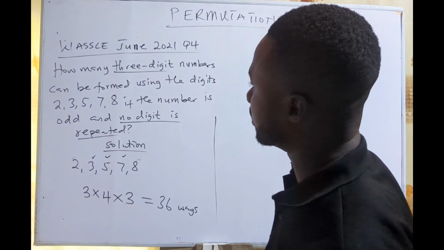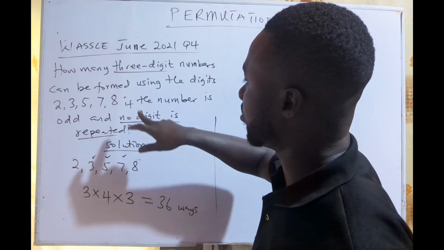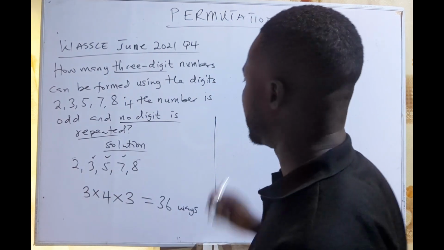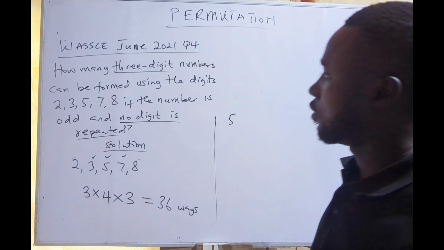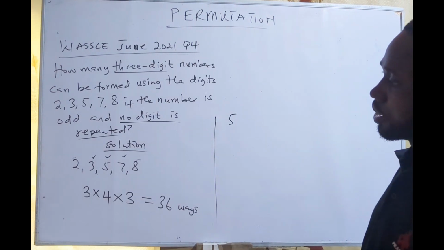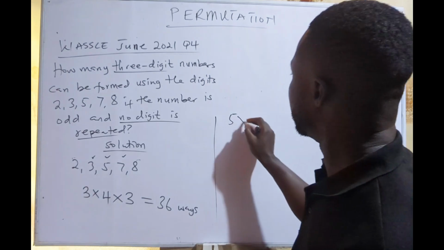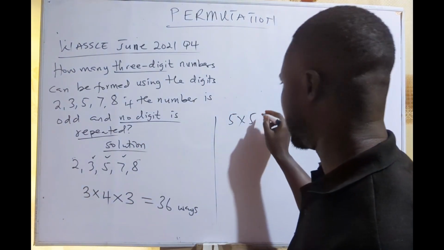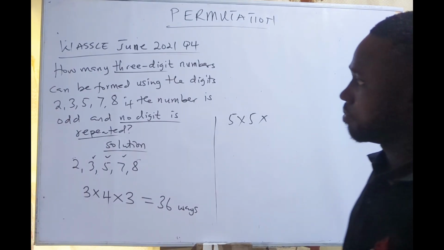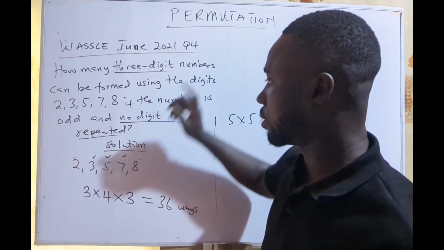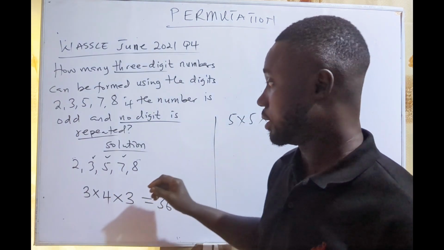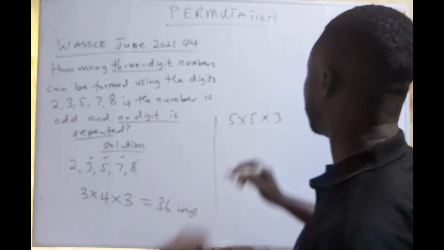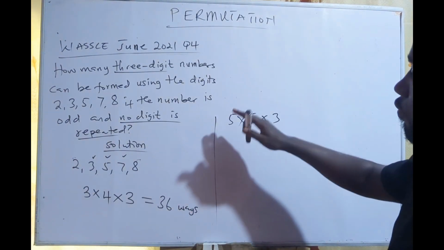If it is with repetition, and I am forming a 3-digit number, how many numbers do I have here? 1, 2, 3, 4, 5. So for the first number I pick, I have 5 ways. Then I put it back. For the next one, I still have 1, 2, 3, 4, 5, so 5. Then for the last one, because it is odd, I am now restricted. I have 1, 2, 3, so I have 3 options to pick from. So this is going to be 5 times 5 times 3.